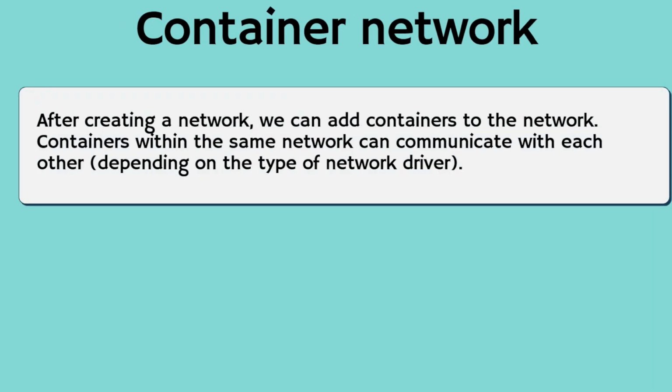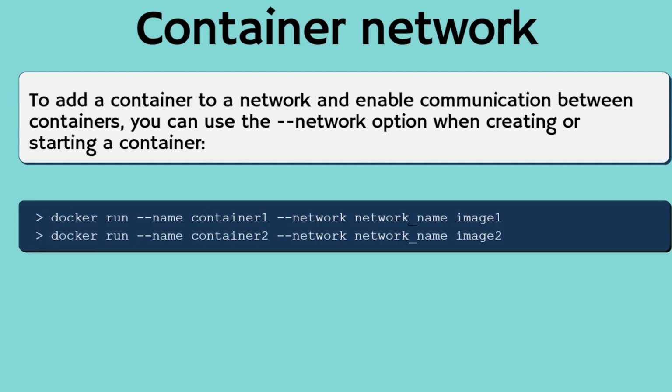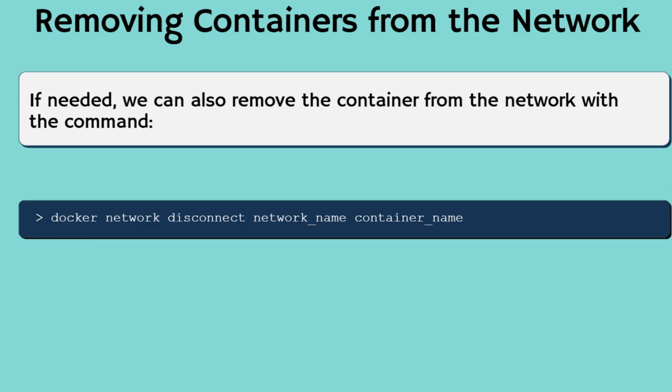After creating a network, we can add containers to the network. Containers within the same network can communicate with each other, depending on the type of network driver. To add a container to a network and enable communication between containers, you can use the network option when creating or starting a container. If needed, we can also remove the container from the network with the command docker network disconnect network name container name.